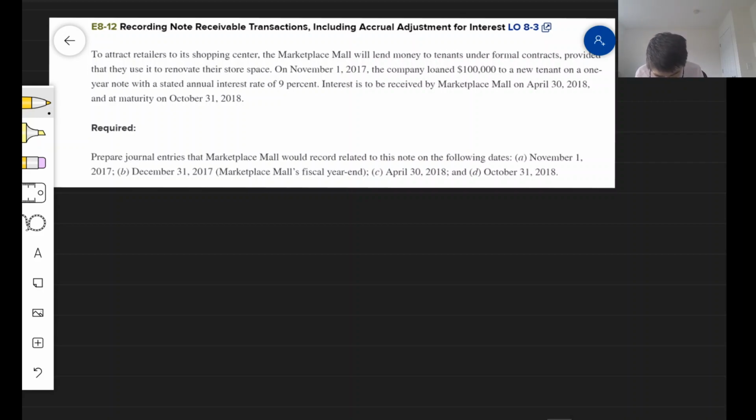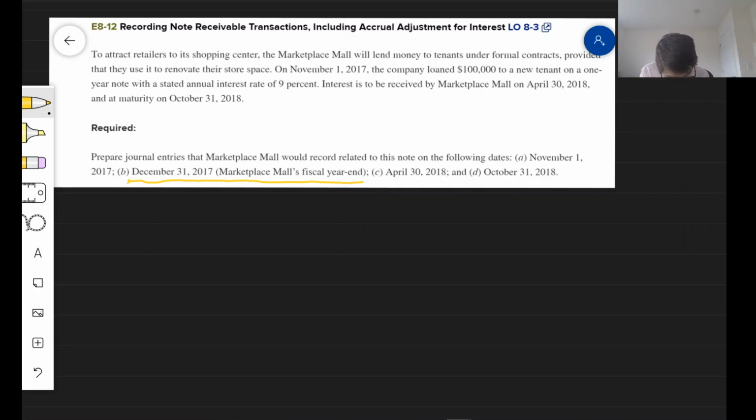So remember here, the second one, December 31st, 2017, is Marketplace Mall's fiscal year end. That tells us something, which means we need to make adjusting journal entries somewhere. All right, so here is the information that we need.